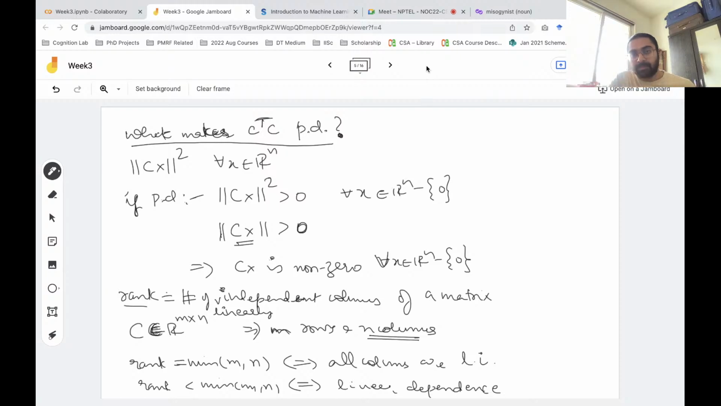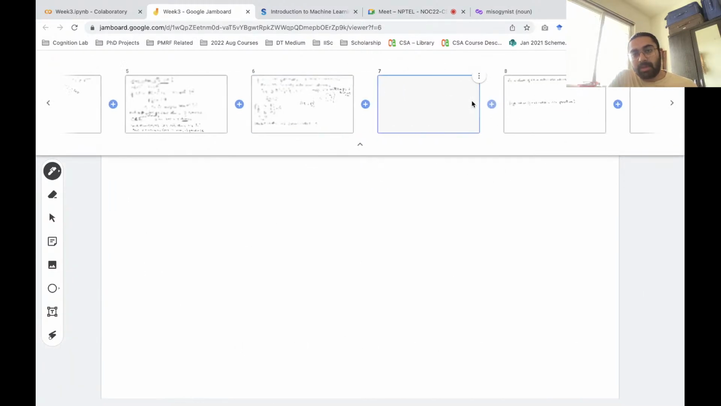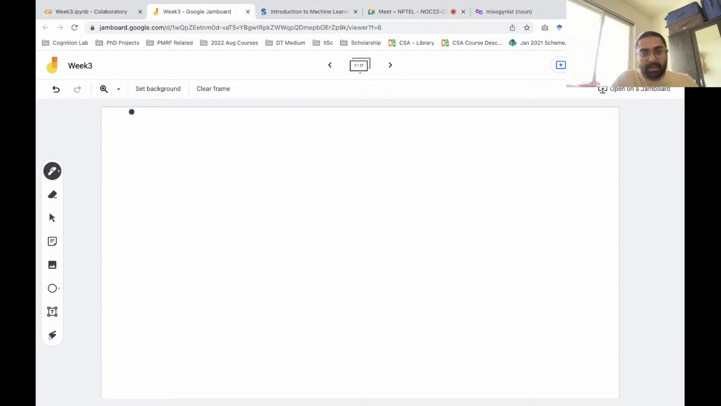All right, so this is the idea. And now I just want to motivate one more thing here. So let's say I have a matrix A, which is, let's say these are the columns of matrix A.